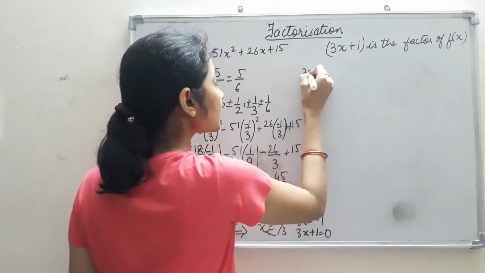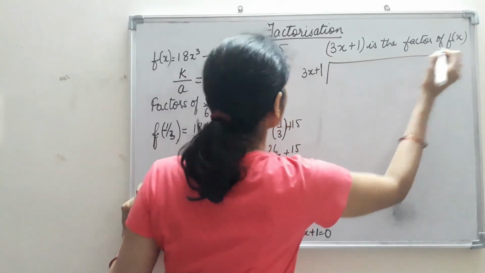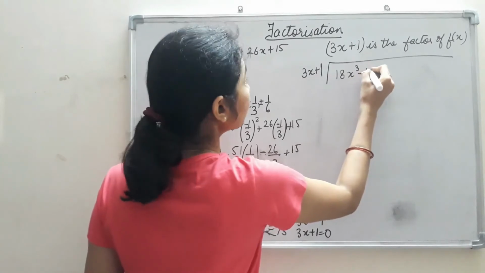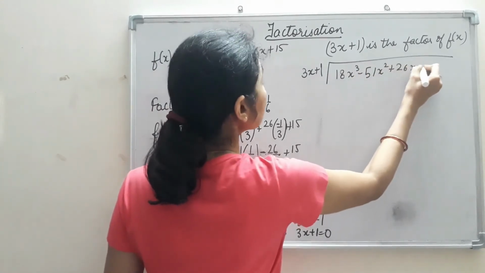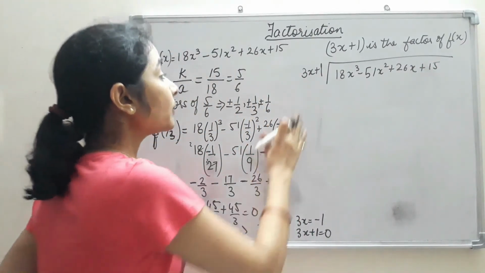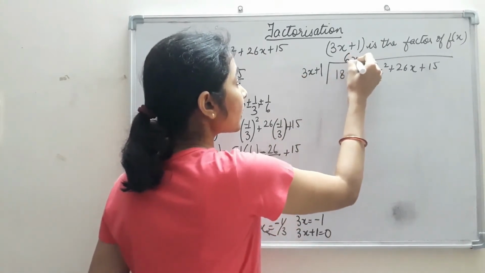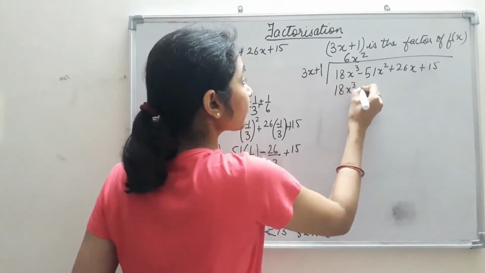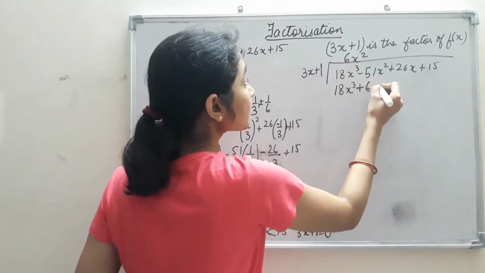So we will do the same thing to get the other factors. Let us divide it. 18x cube minus 51x square plus 26x plus 15. Okay, now how many times should I multiply this 3x to get 18x cube? 6x square. Okay, so 18x cube, 1 into 6 gives me 6, positive 6x square.